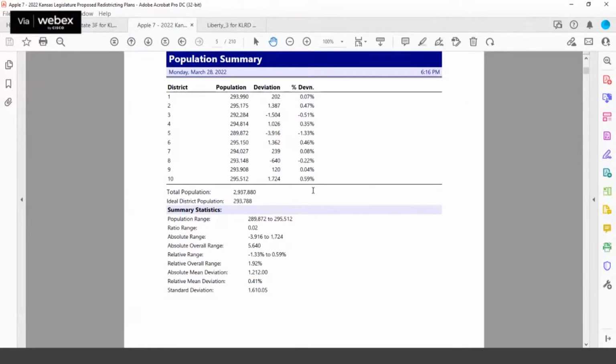Thank you again, Mr. Milholland. On the House side, are there any questions? Thank you, Mr. Chair. Just real quick, could you say that range again, if you don't mind? Yes. So the range is negative 1.33% to positive 0.59%.